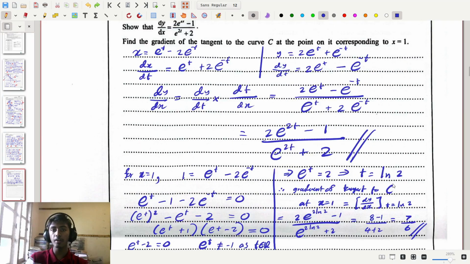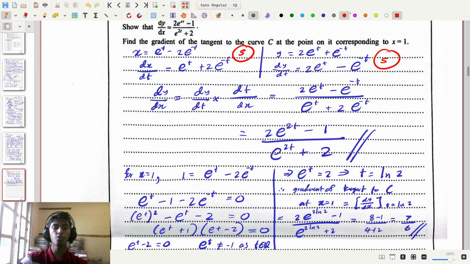So now let's go over the marks that you're going to be awarded for this kind of question. At the start, for finding dx by dt, like this, by writing first x and then finding dx by dt, you're going to get 5 marks. Similarly, for finding y and dy by dt, you're going to get another 5 marks.